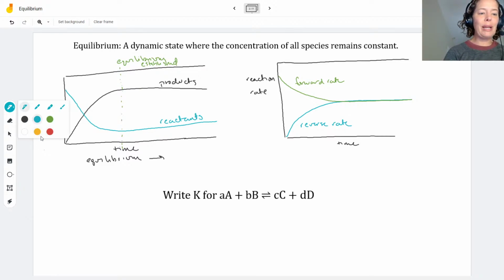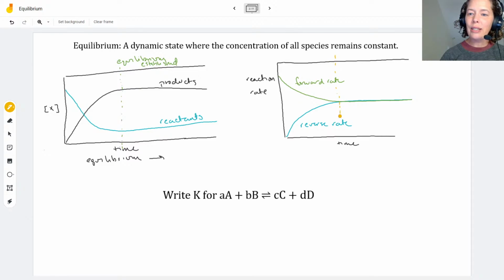So if I'm going to mark my equilibrium spot, it's going to be where these two lines first come together. So here we have equilibrium established. And this is what makes it dynamic.